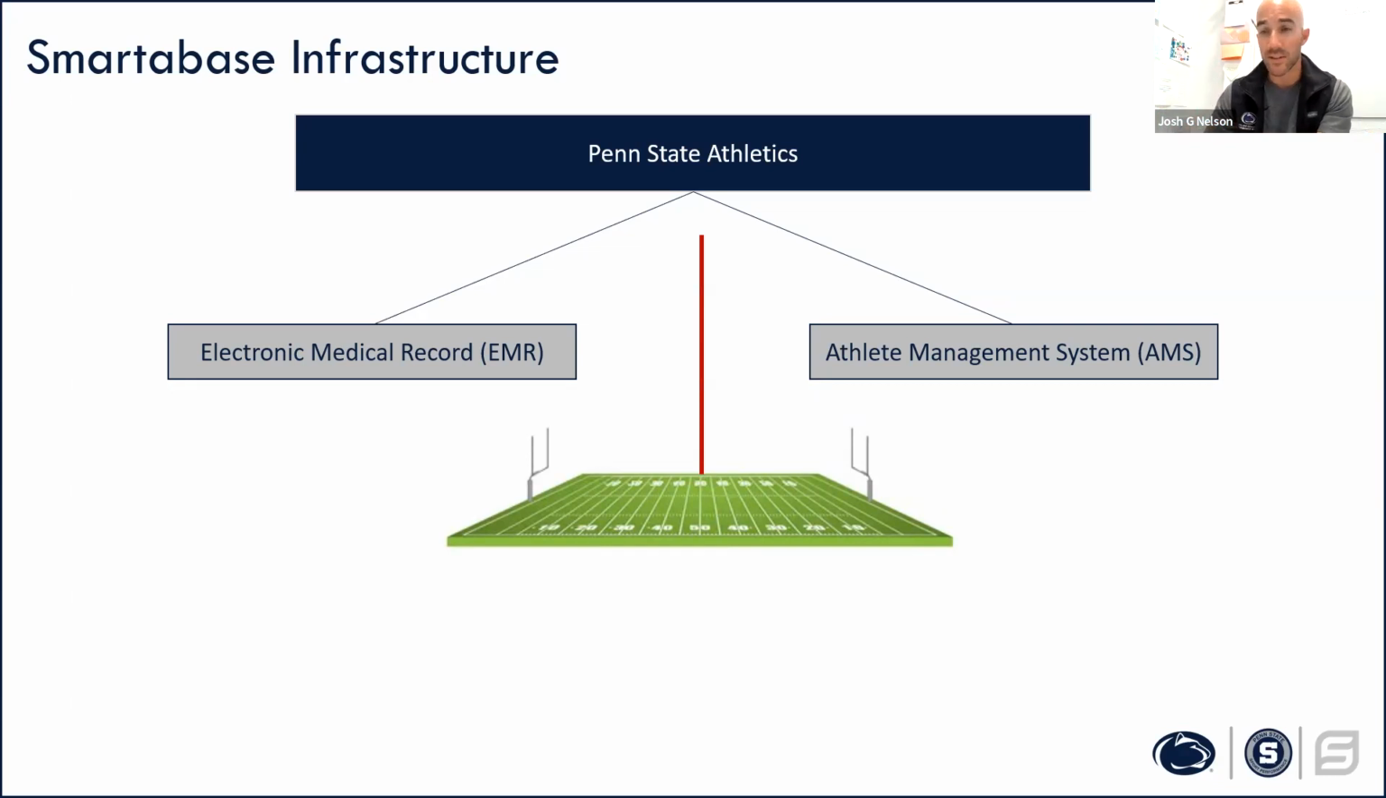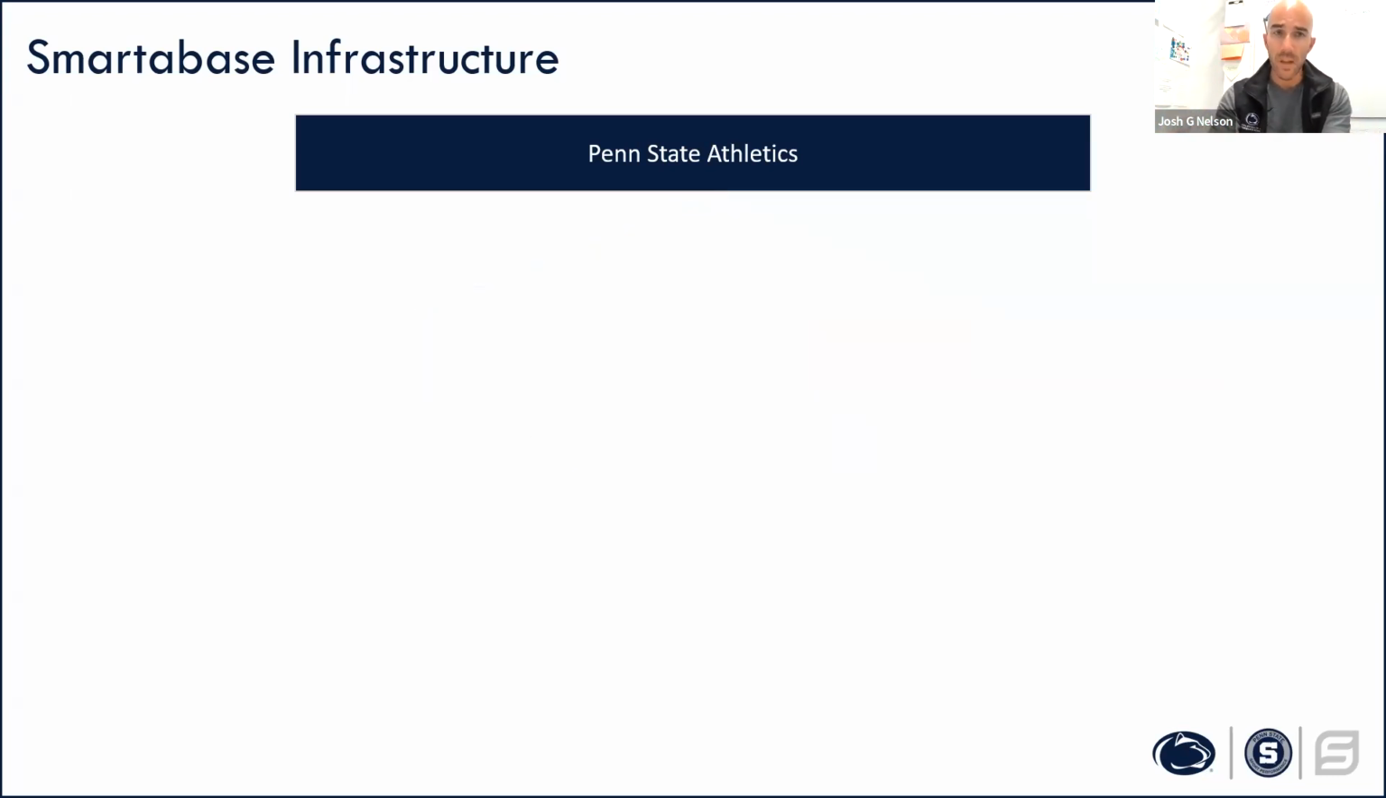Whereas our coaches, our staff that don't necessarily need to see that information, will have access to performance data only. Now, there's times where professionals may have access to both. There may be times that we de-identify data and start to merge things together to see long-term trends over time. But the important thing here is we have the ability to control access between the EMR data and the AMS data within Smartabase. So our general infrastructure is, our organizational account is our Penn State Athletics organization.